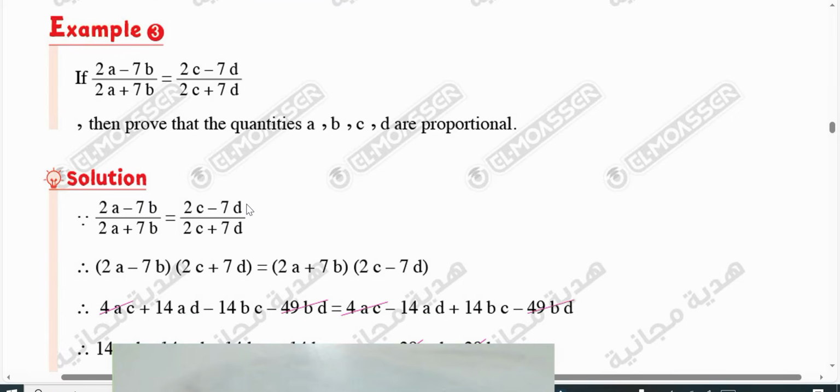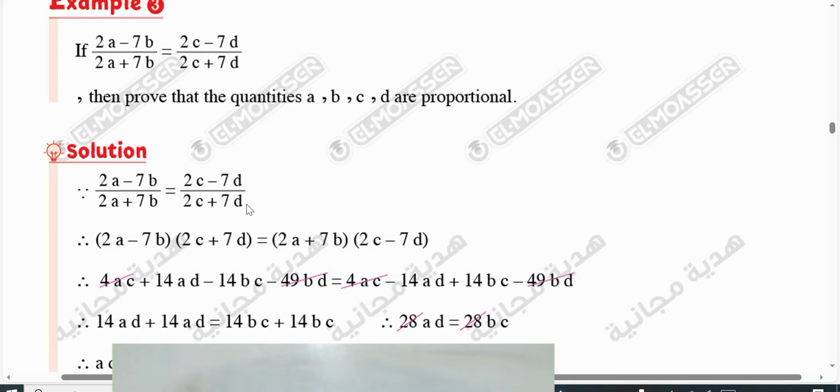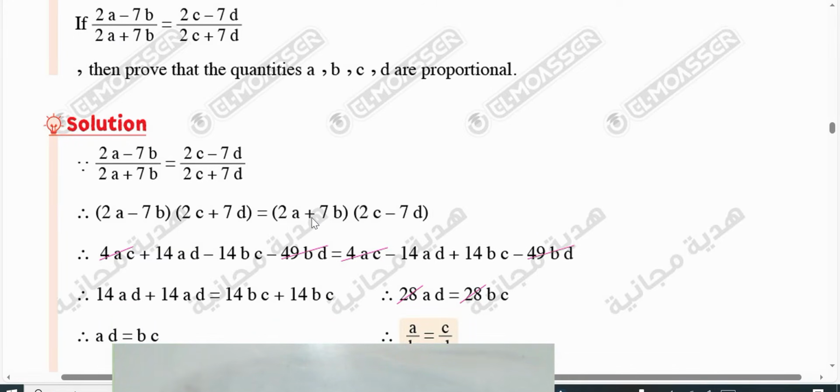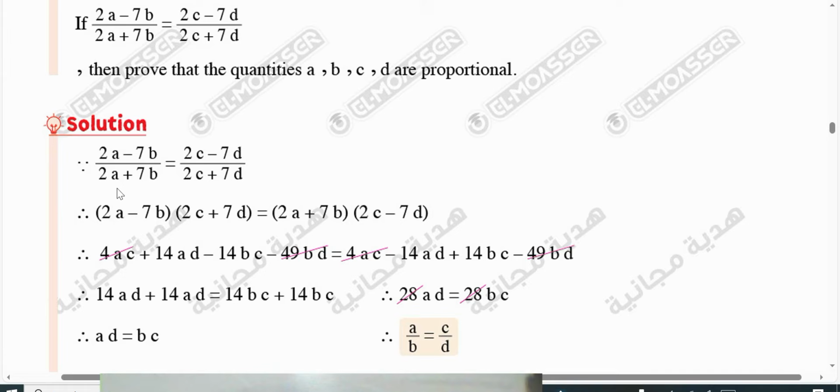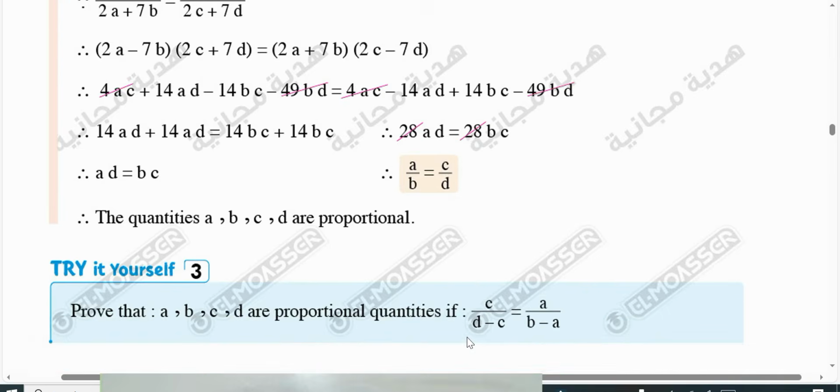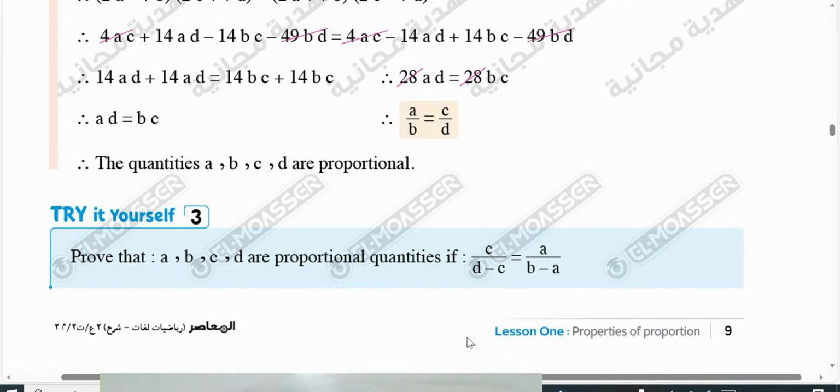Question number 3, example number 3. We have two expressions, left hand side and right hand side, equivalent. We can take the product and simplify to find or prove that a, b and c, d are proportional. Okay, you can see the answer here. The steps used here are the product of extremes equals the product of means, and simplify to find the ratio a over b equals c over d. Then a, b and c, d we call them proportional.